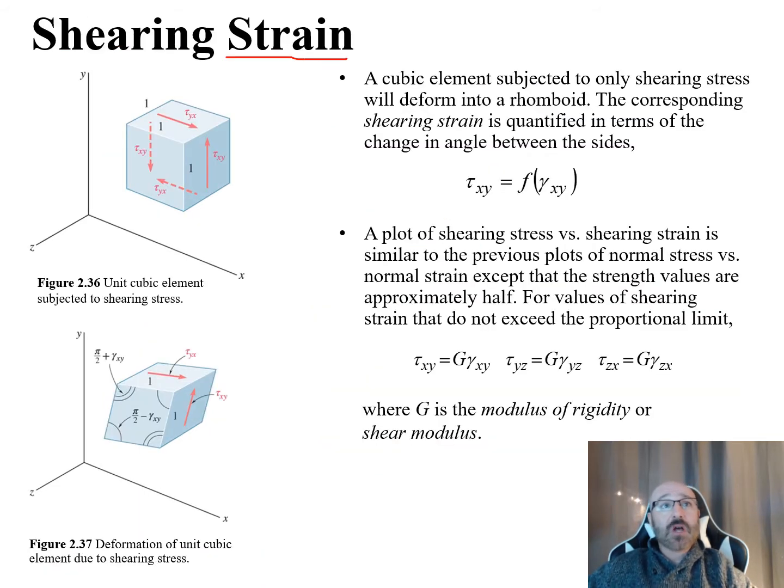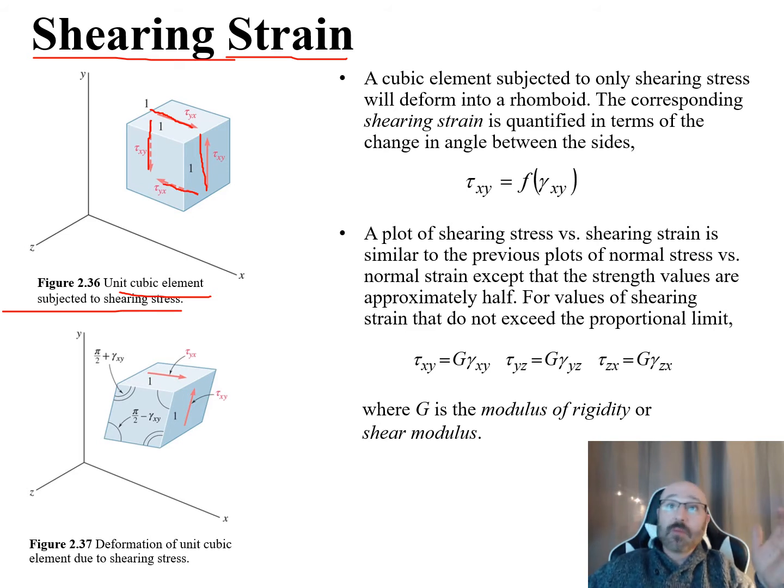So right now, let's talk about shearing strain. We can see in our diagram over here on the left-hand side in figure 2.36, we have a unit cubic element subjected to a shearing stress. We can see our tau xy, our tau yx, our tau xy, and our tau yx on all these sides of the cube.